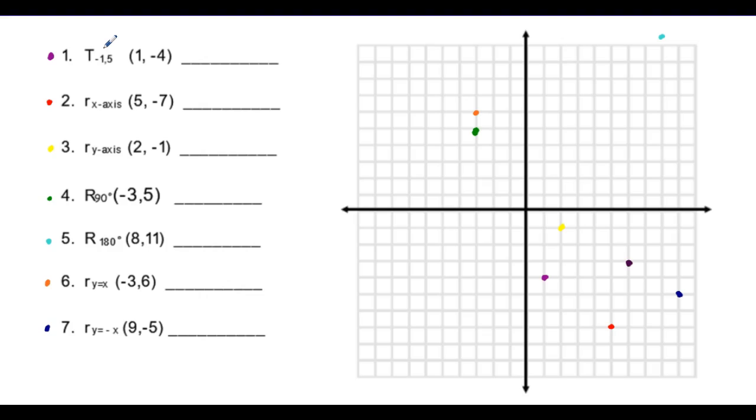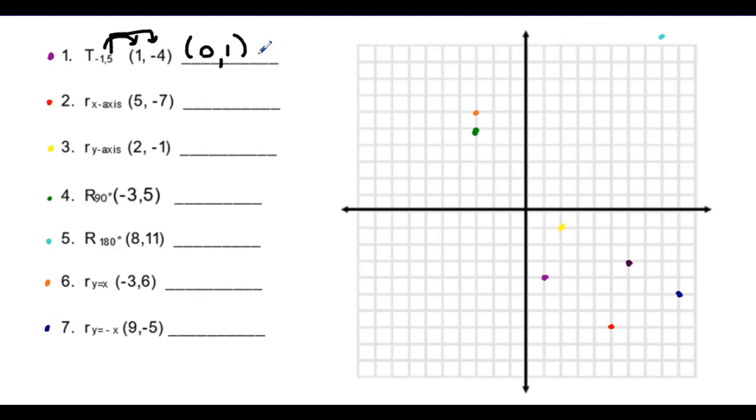First question tells us to translate the ordered pair (1, -4) according to the rule (-1, 5). We could just add -1 plus 1, which would give us 0, and add 5 plus -4, which would give us 1. Translations are all about adding.